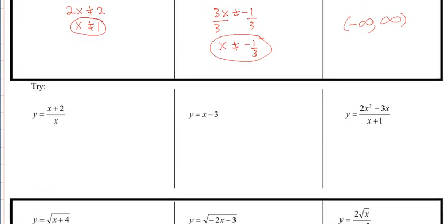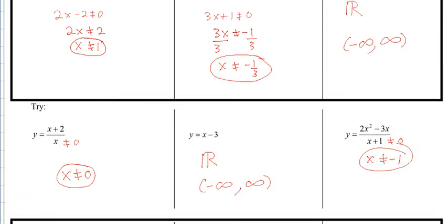Alright, so try these. Remember, you're just focusing on the denominator. Hit pause and give them a shot. So these are the values you should have gotten. You should have had everything but 0. Everything works. Any real number. And everything but negative 1.